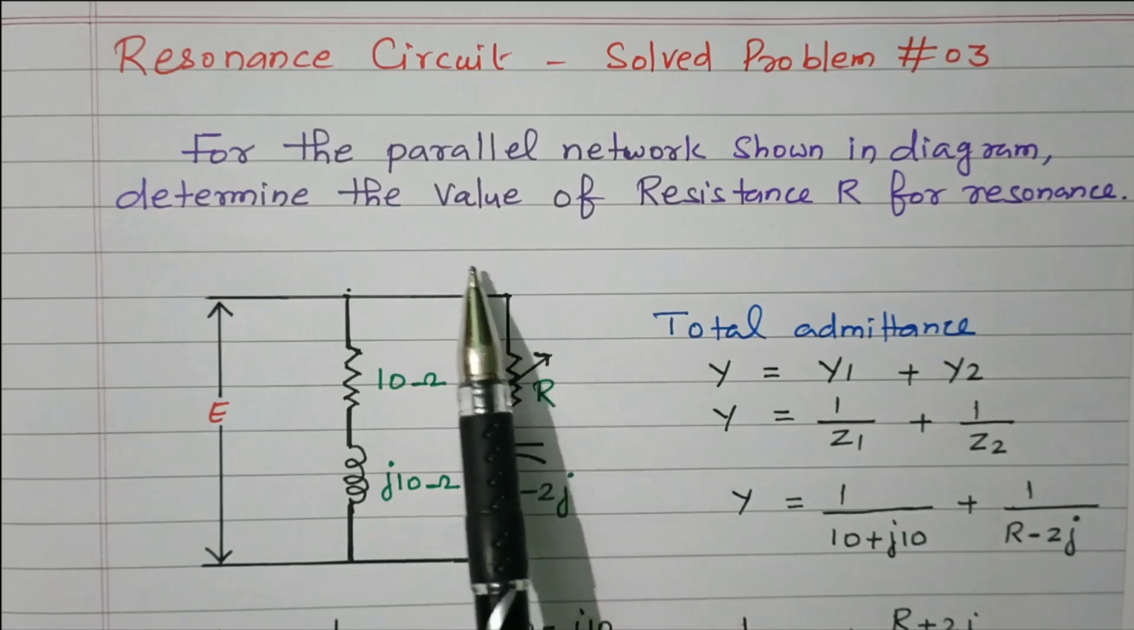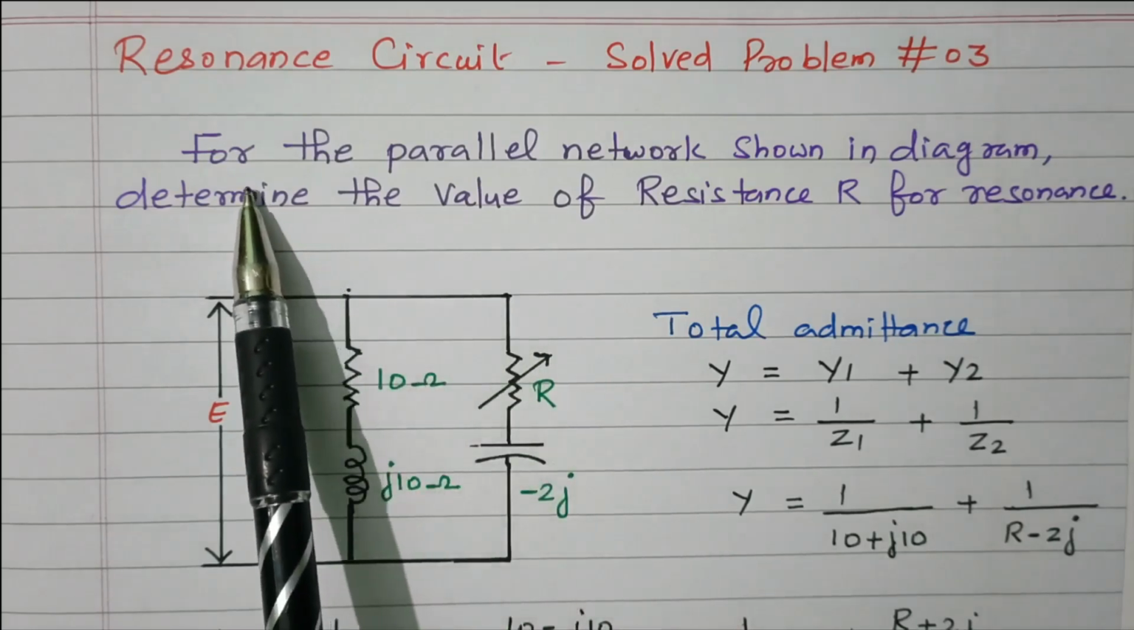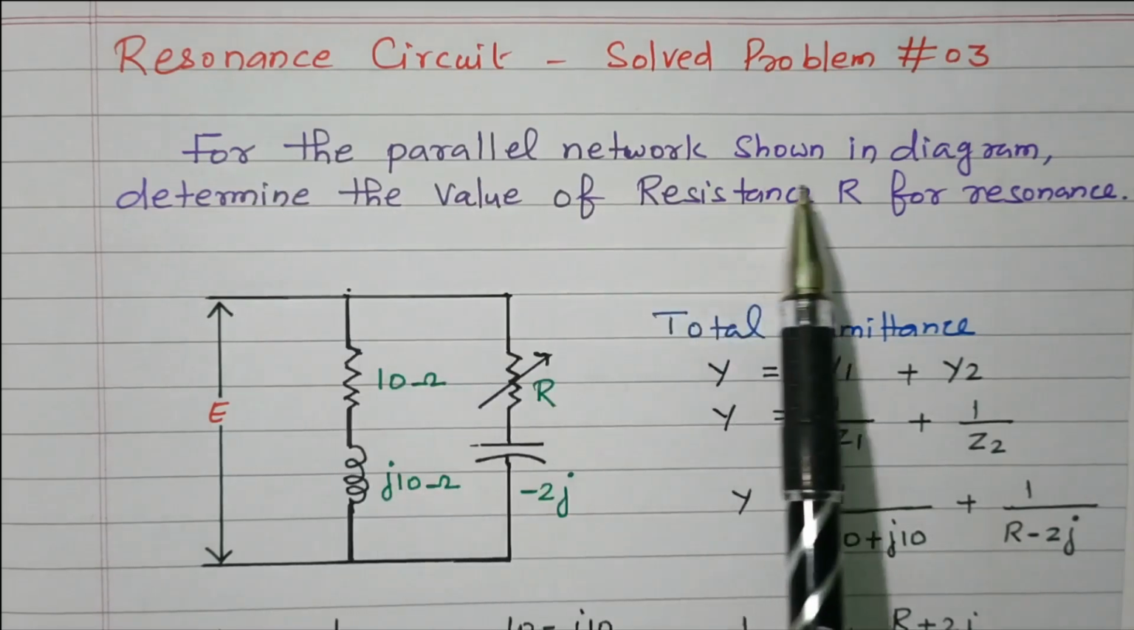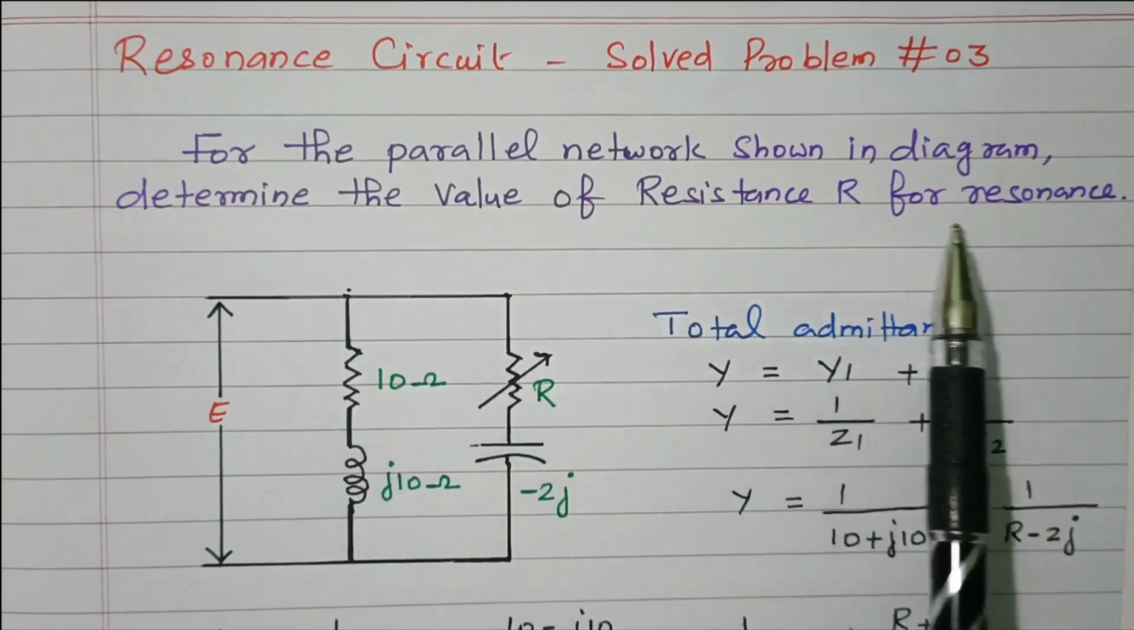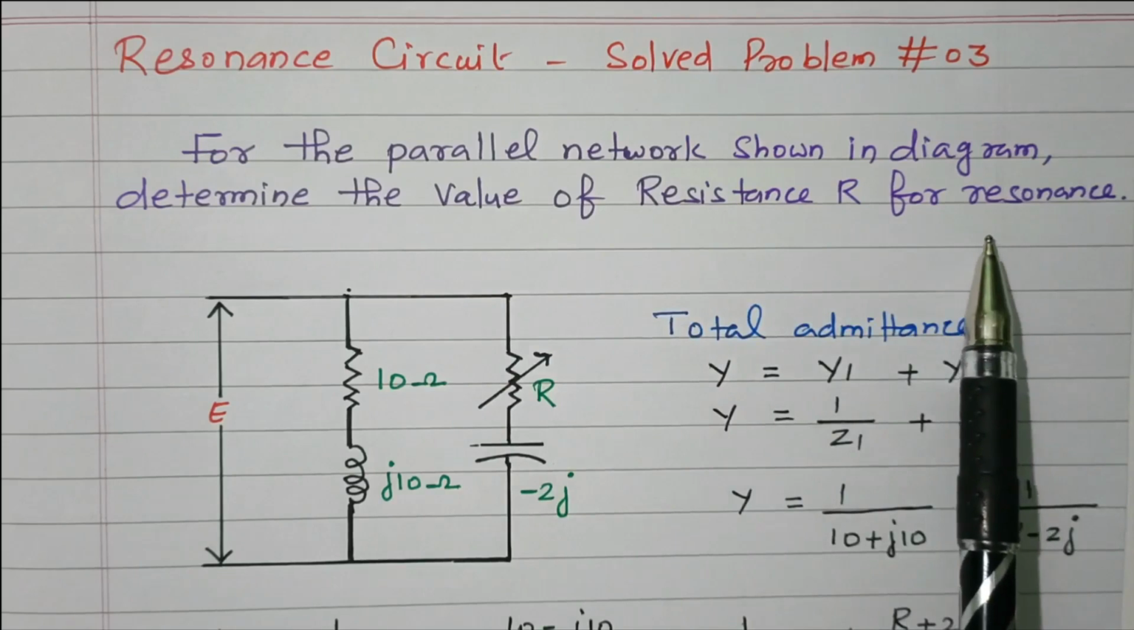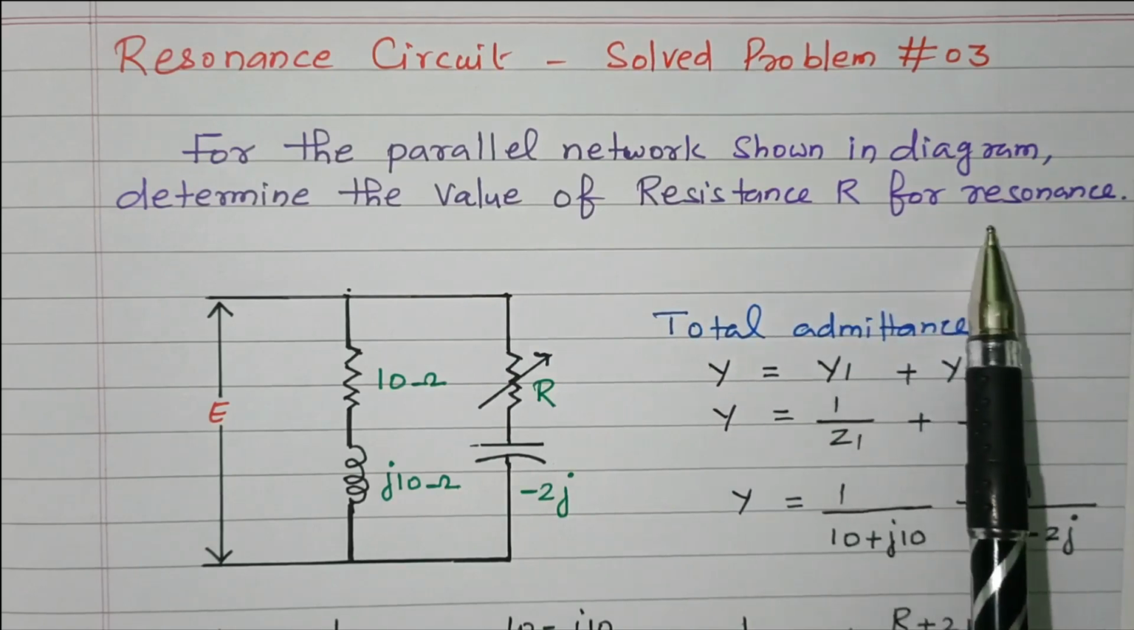Now we will go to the topic. You see the statement of the problem. For the parallel network shown in the diagram, determine the value of resistance R for the resonance. We need to find the resistance value at the resonant condition.